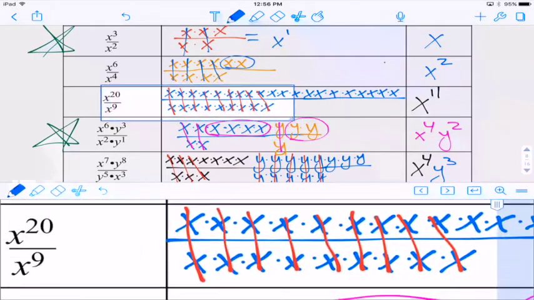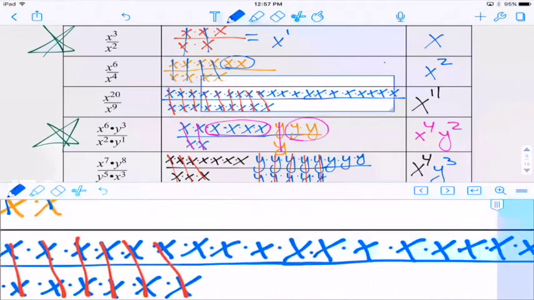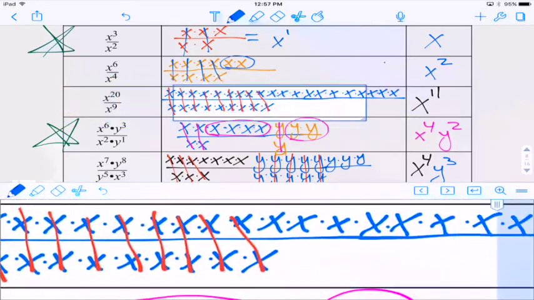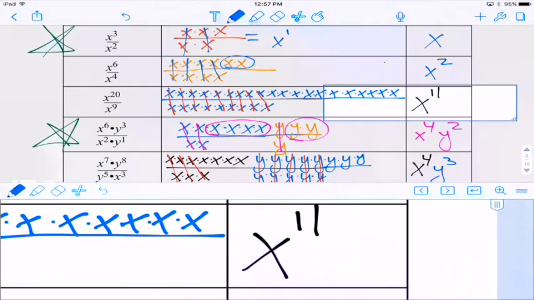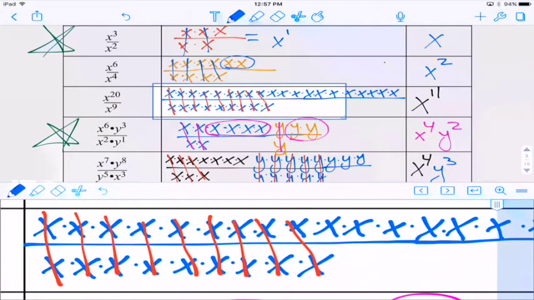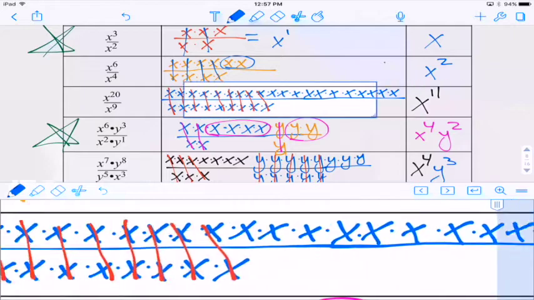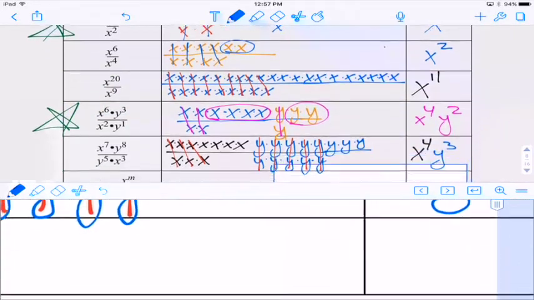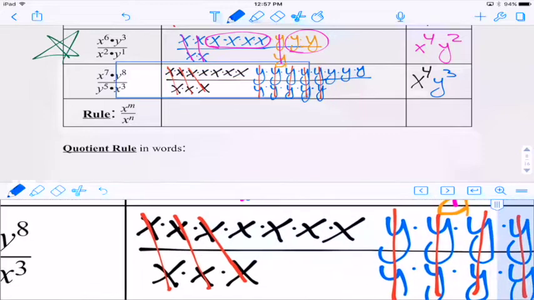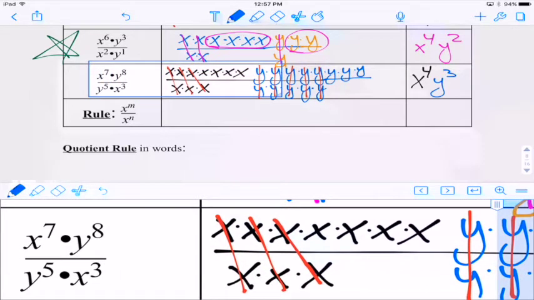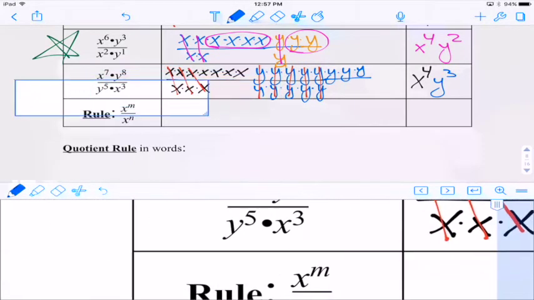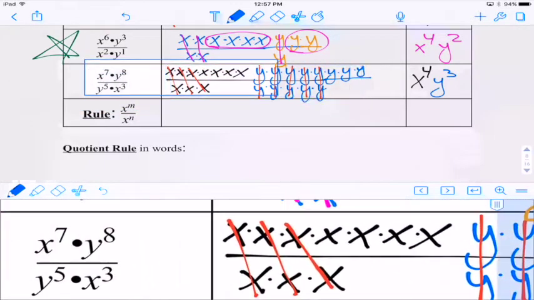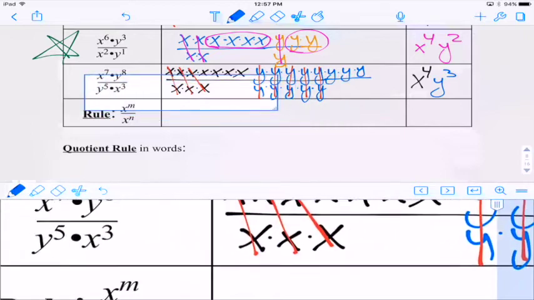Then the next one, I multiplied it all out. There's 20 x's in the top, 9 in the bottom. We got our cancellation. We're left with 11. Now, I don't know if you figured it out, so you didn't have to multiply x 20 times, but 20 and 9 have a relationship. Then we did the same thing with the 2 variables. So we had 7 x's and 3 x's. Note the order change. We can do that by the commutative property. And we had 8 y's and 5 y's.